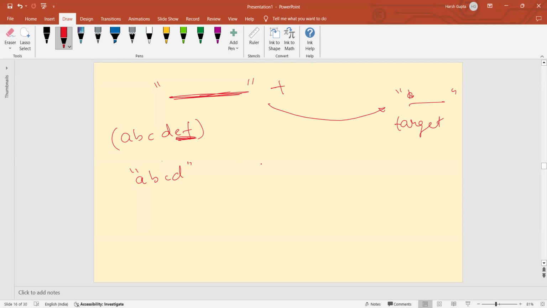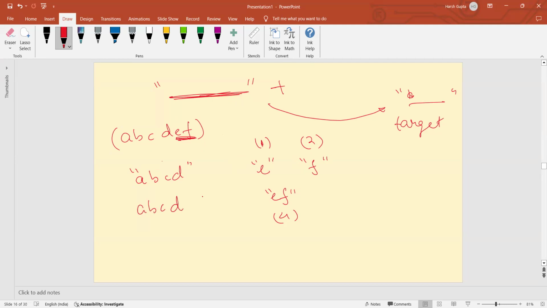Now, let's suppose you have E as your string. You even have F as your string. You even have EF as your string. So which one will you choose? Let's suppose for using E, you have a cost of 1. For using F, you have a cost of 2. And for using EF, you have a cost of 4. So which one will you prefer?